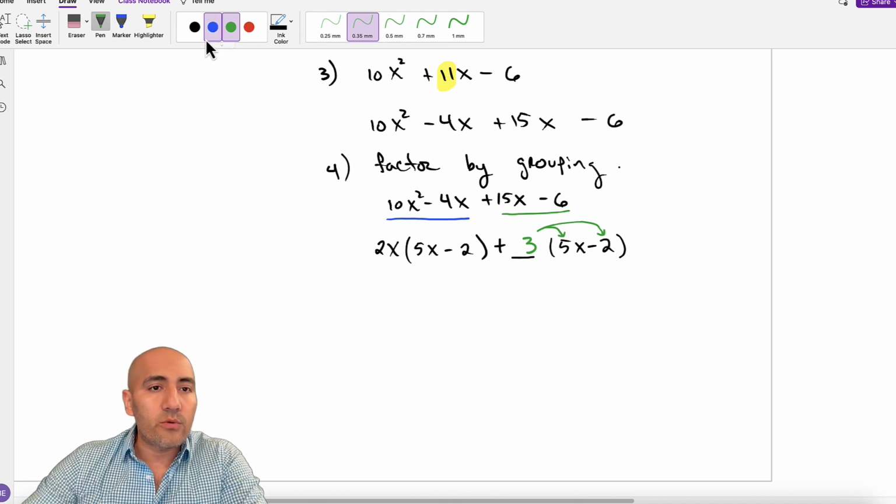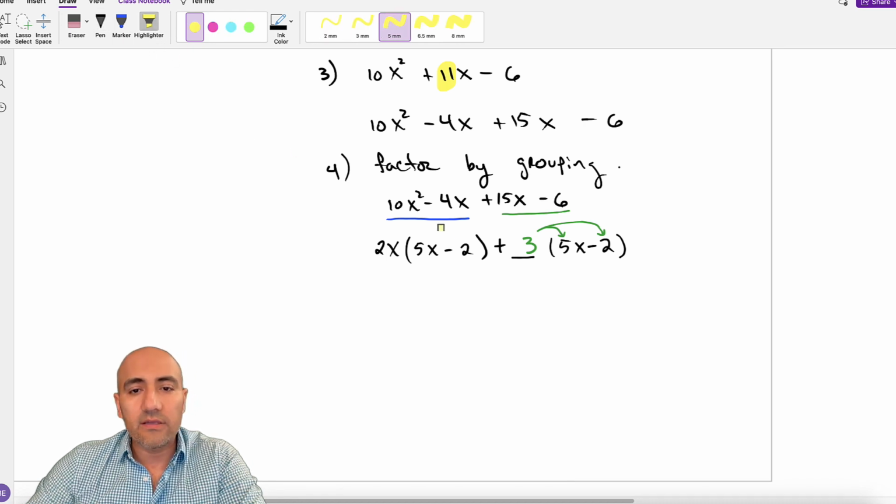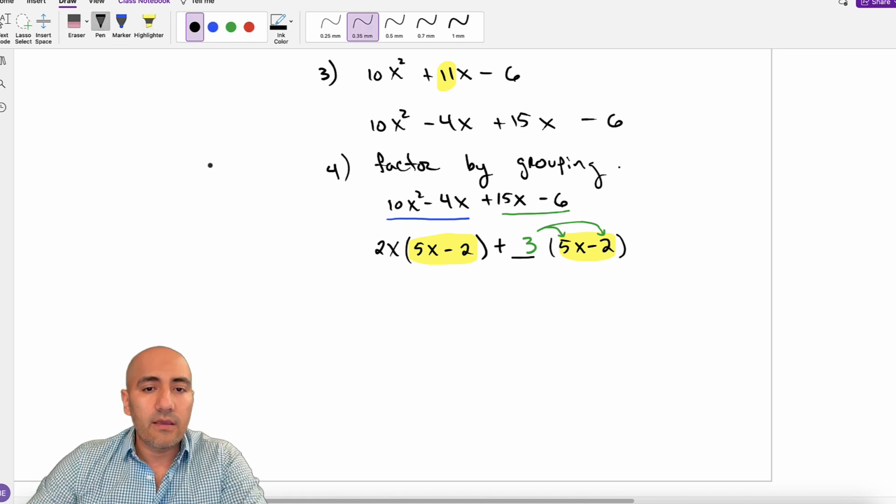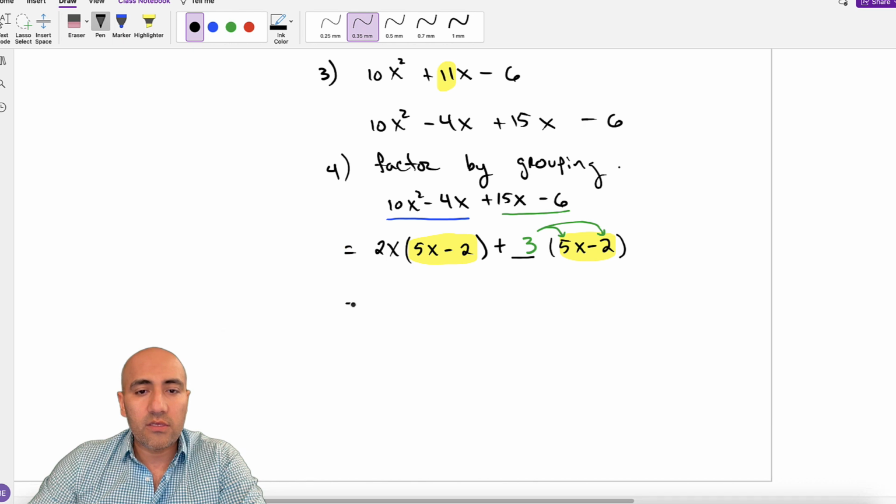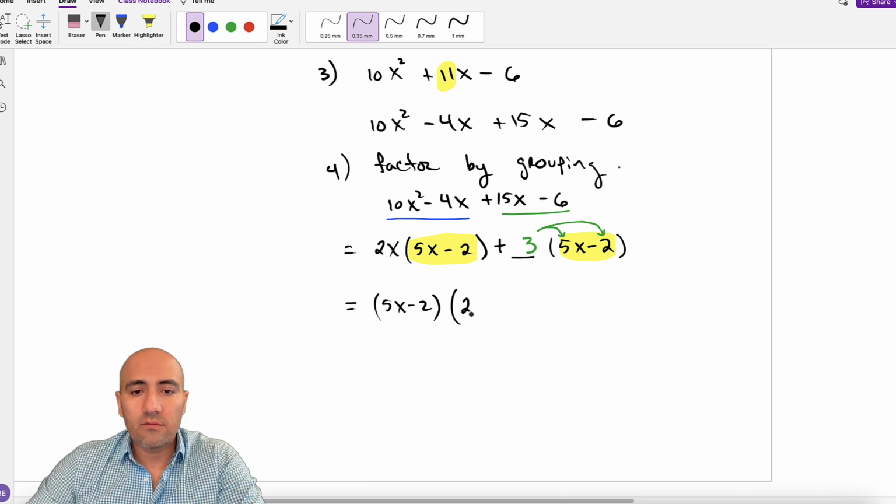Okay, so now we just clean that up a little bit. Next we realize that what we have now is a common binomial of 5x minus 2 from both these terms. We can factor that out. And so we get that this is equal to this, which is equal to this. So we end up with a 5x minus 2 out here times 2x plus 3. Good. Okay, and so that's our final result.